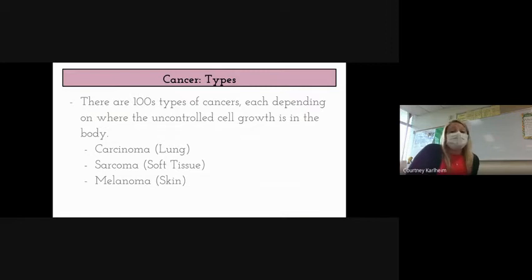There are hundreds of types of cancers, each depending on where the uncontrolled cell growth is happening in the body. Here are some examples. A carcinoma would be in your lung tissue. A sarcoma is just in the soft tissue of the body. And melanoma would be if you got cancer of the skin.